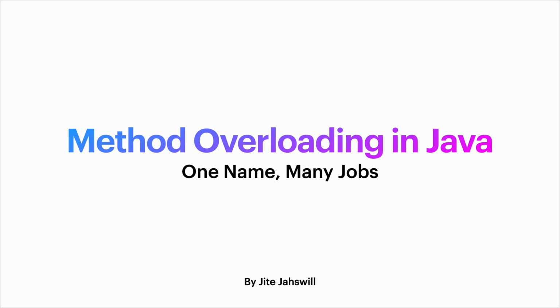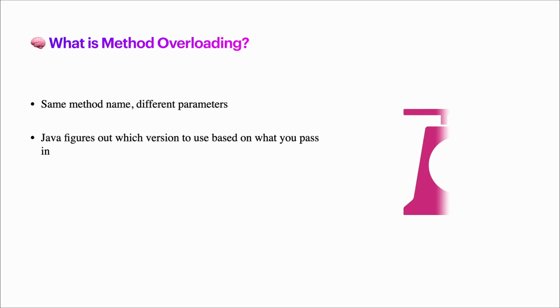So let's go to the first question. What is method overloading? Well, two points. We have the same method name, different parameters. The second point is Java figures out which version to use based on what you passed in. So one method name, different parameters. Initially we used to have a method where you pass in a particular parameter, but now you can pass in multiple parameters.